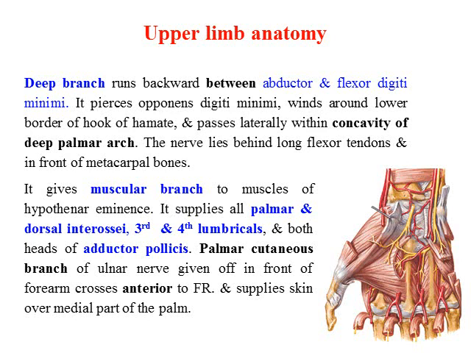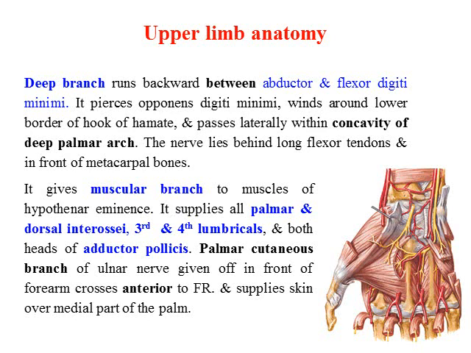The deep branch of the ulnar nerve gives off muscular branches to all muscles of the hypothenar eminence, including abductor digiti minimi, flexor digiti minimi, and opponens digiti minimi. In addition, the deep branch gives many branches to supply all palmar and dorsal interossei muscles and the third and fourth lumbricals, in addition to both heads of the adductor pollicis muscle.